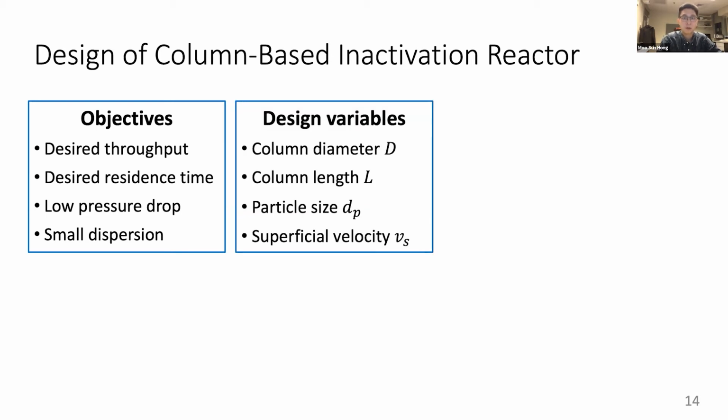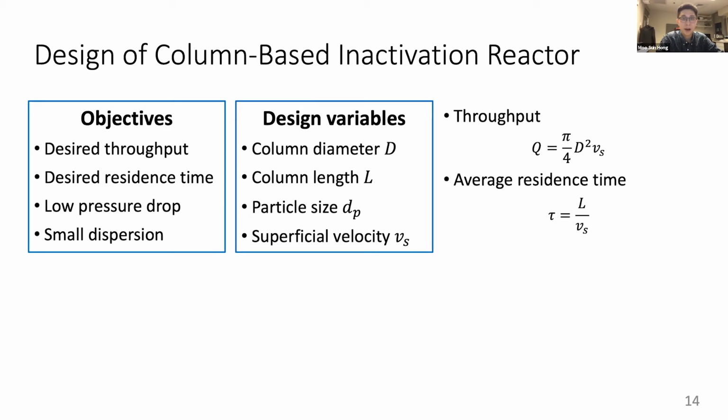And what we have for the design variables are the column diameter and column length, and the particle size and the superficial velocity. For the column-based design, throughput is scalable to the diameter of the column, so this variable is not independently adjustable in the system. And having a fixed average residence time also relates the column length and the superficial velocity, but we can also consider the column length to be fixed as well.